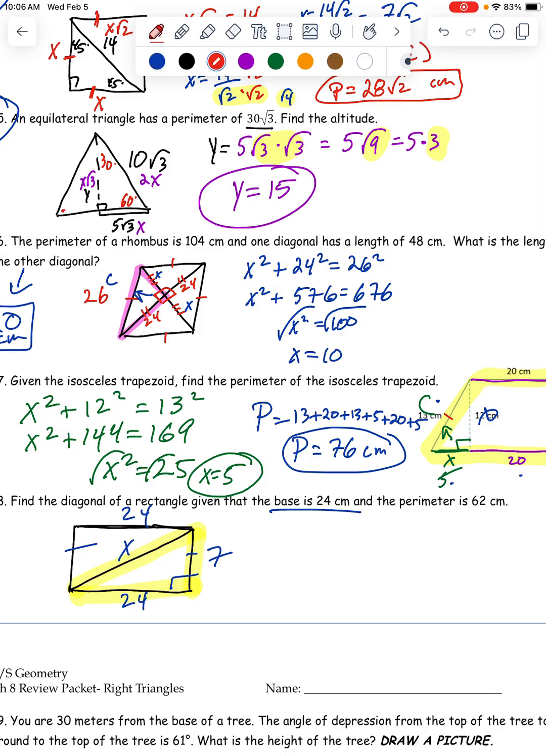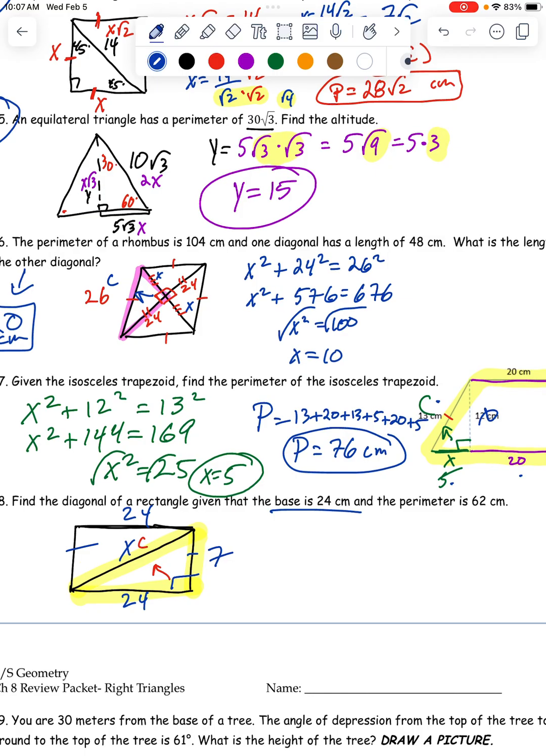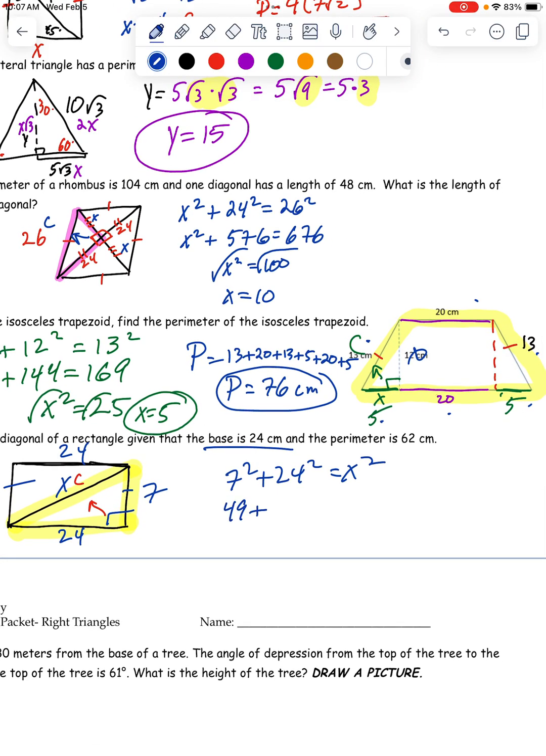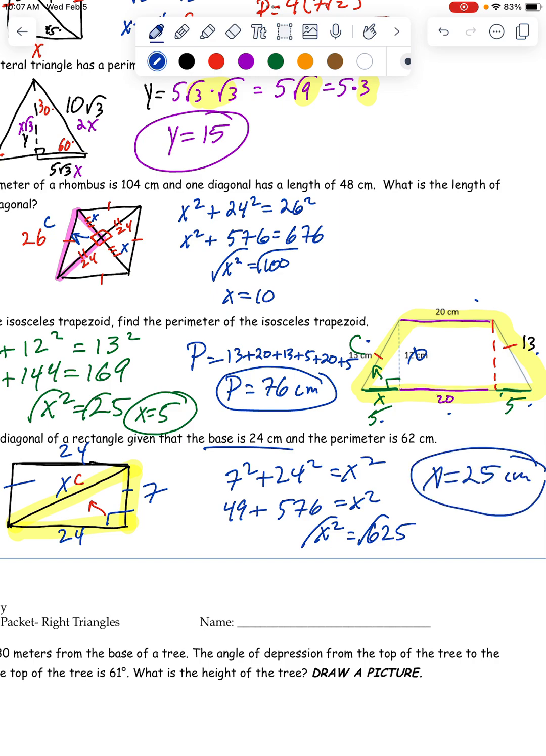So I use the Pythagorean theorem. X is my hypotenuse, that's my C. So I go 7 squared plus 24 squared equals X squared. And this should be a nice number. 49 plus 576 equals X squared. X squared equals 625. X equals 25 centimeters.